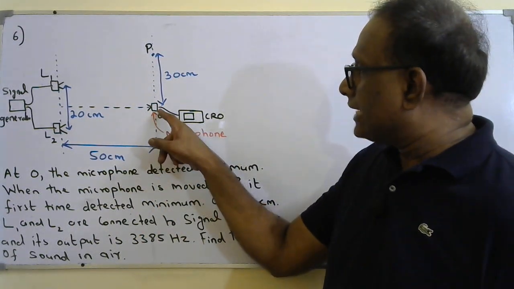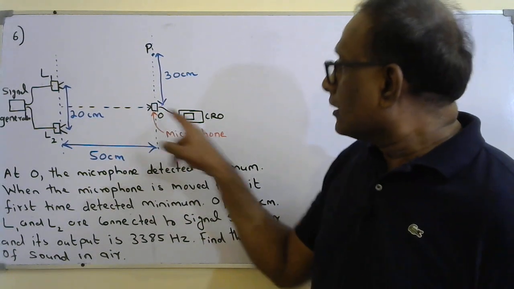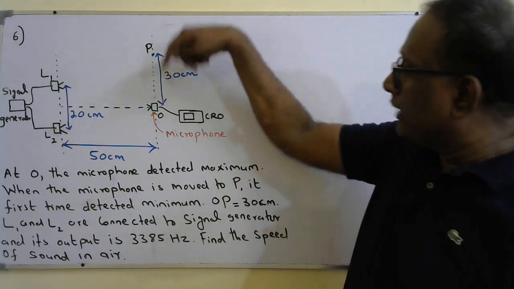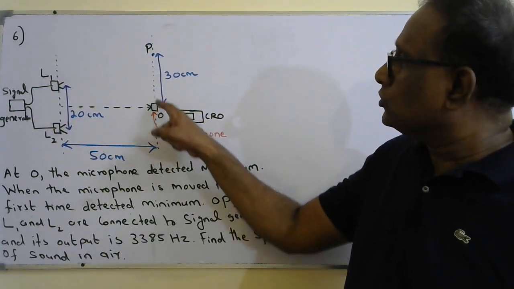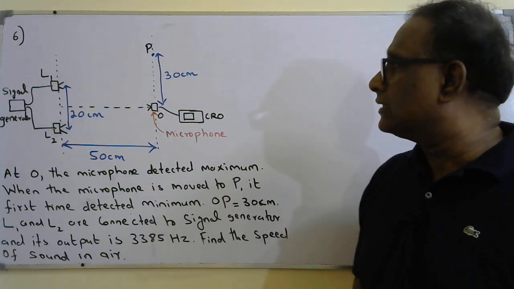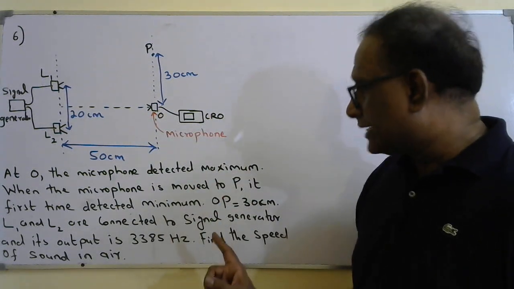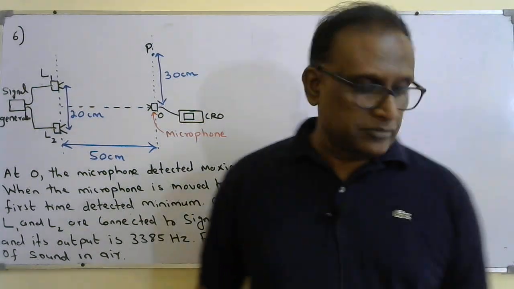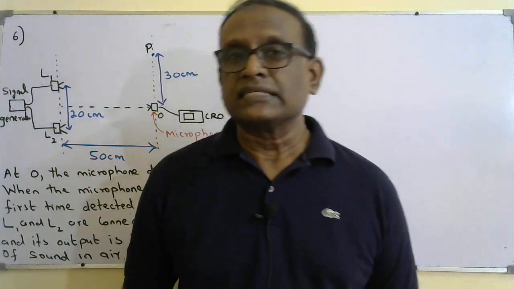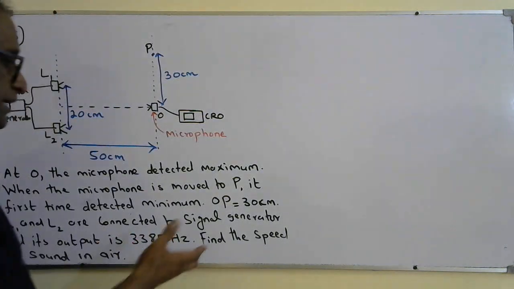So when the microphone is at the central point O, there is a wave pattern on the CRO screen. But when the microphone is moved towards point B and reaches point B, which is 30 centimeter from O, it detects a minimum for the first time. First time it detects a minimum means it's lambda by 2. That's the first minimum. Find the speed of sound in air.